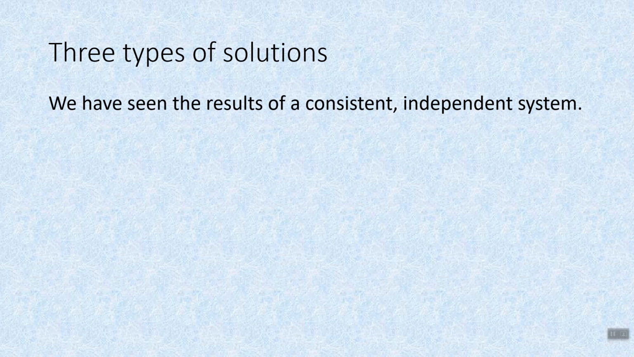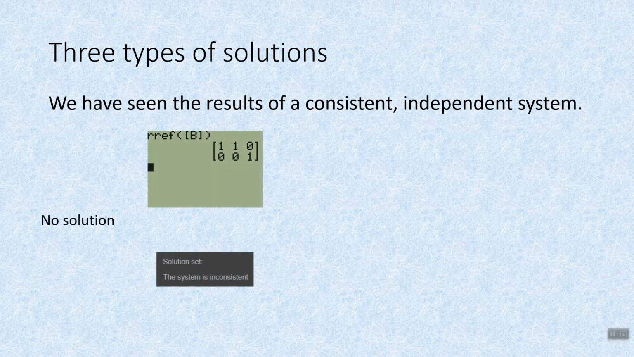All right, so those two were results of consistent independent systems on the matrices. They just give you an answer. If we have no solution, we might use our RREF command on the graphing calculator, and we'll end up with a nonsense equation in the bottom. 0 x's, 0 y equals 1. How can nothing equal 1? On the website that I gave you, it'll tell us the system is inconsistent. All right, so there's no solution.